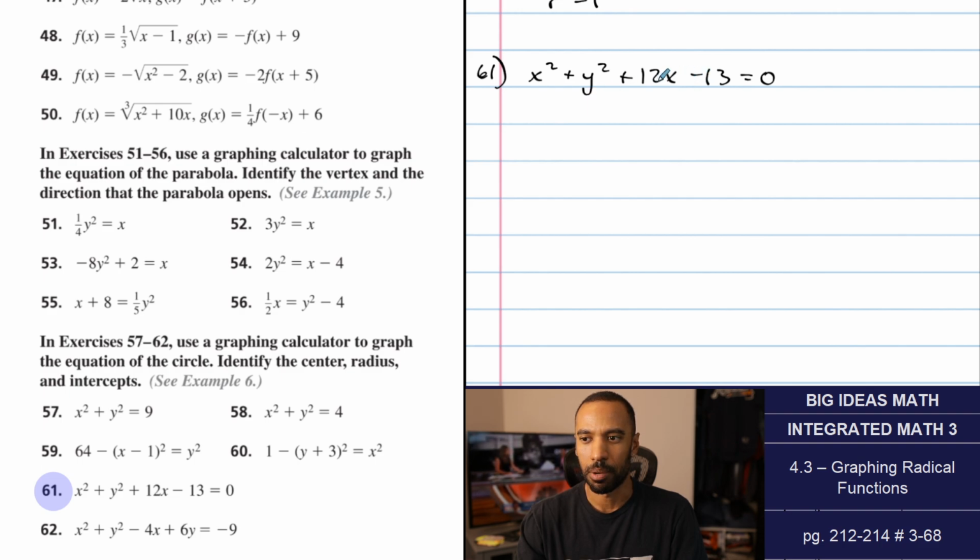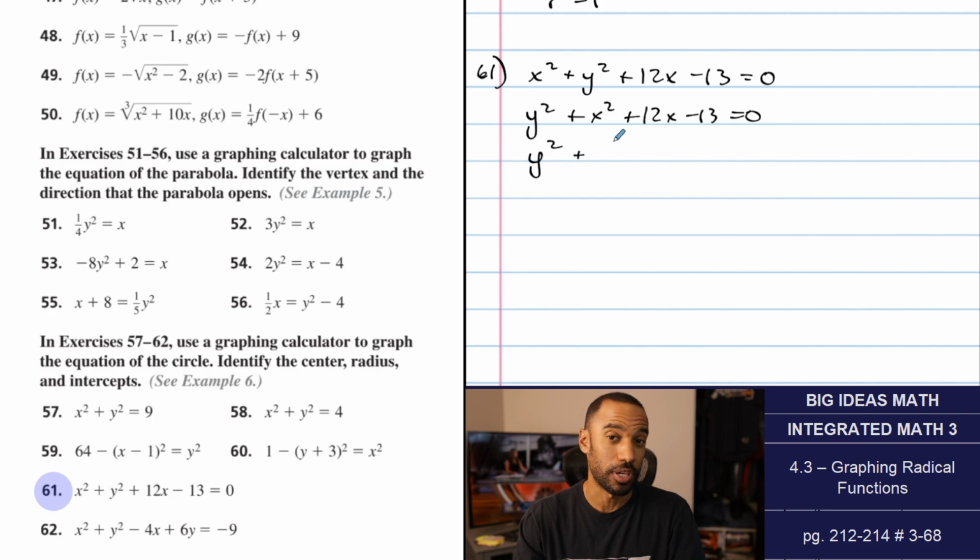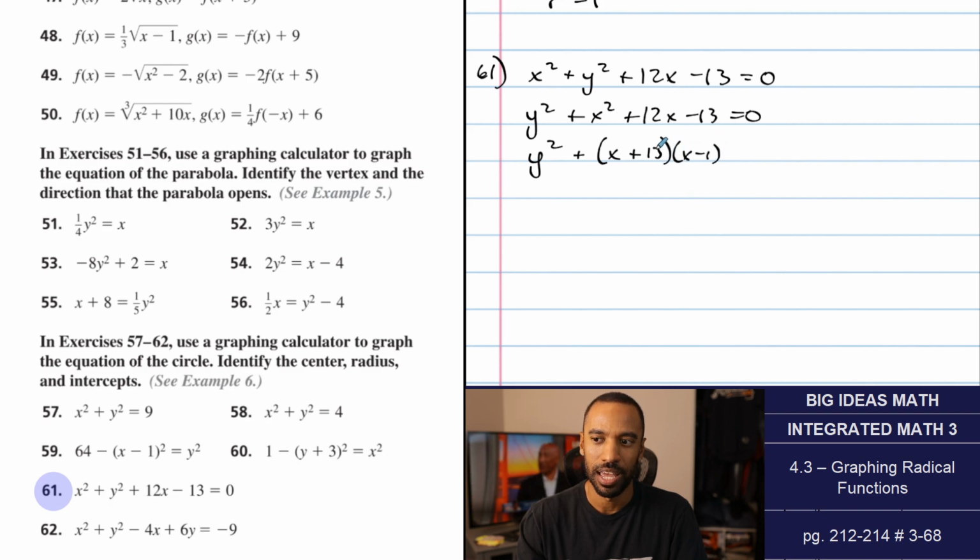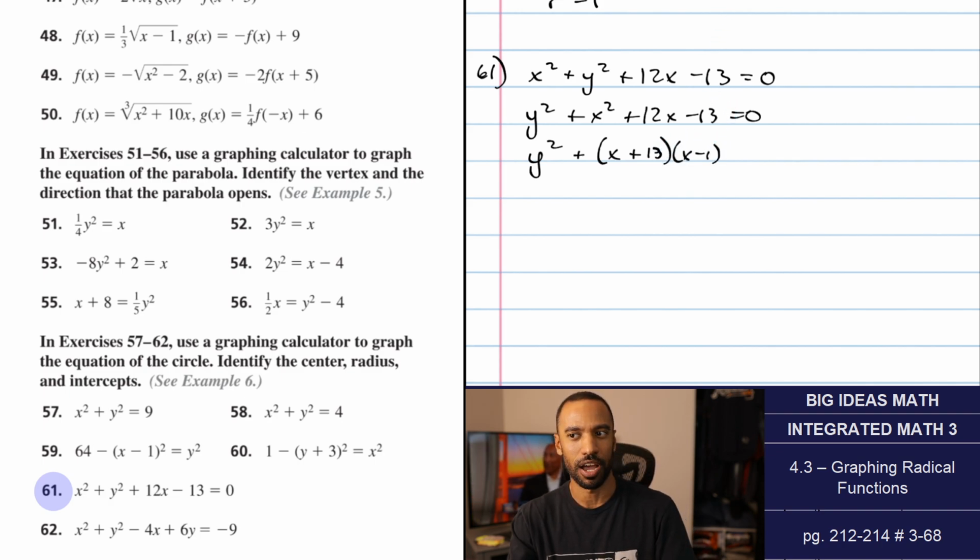You know what's interesting about this though is this can factor. I don't think it's worth it. See, I'm looking at the x information. You can factor this, although we could complete the square as well. But this factors into x plus 13 times x minus 1. I don't think that matters for us too much.